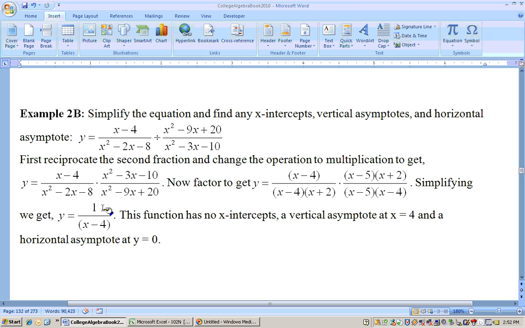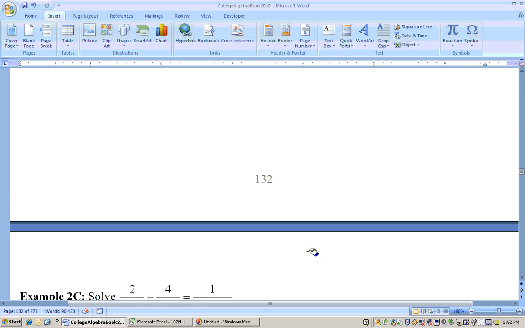What do we have left? Well, we have 1 over x minus 4. So therefore, this function has no x-intercepts because there's no variable left in the numerator. It has a vertical asymptote at x equals 4. Even though we crossed them both off, there was one extra. So it does have a vertical asymptote at x equals 4, and it has a horizontal asymptote at y equals 0 because the power of the denominator is greater than the power of the numerator.